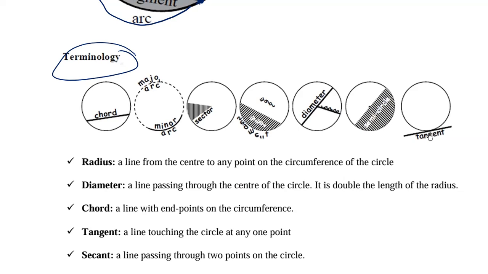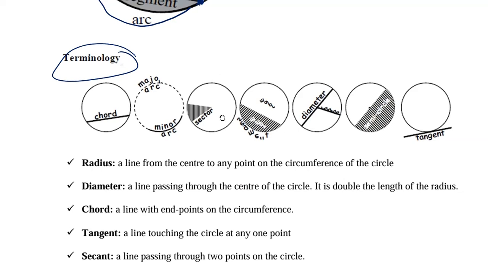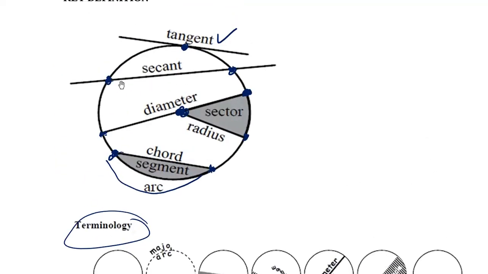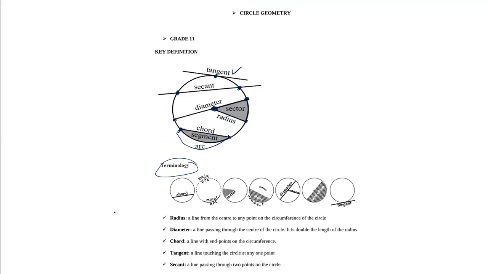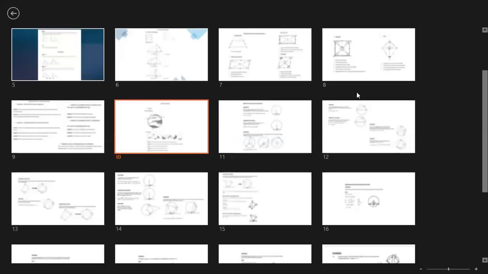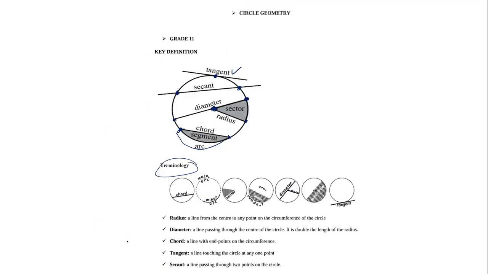And then we have the tangent. Remember, the tangent is a line that touches your circle only at one point. Secant is like a tangent, but the difference is that the secant touches our circle at 2 points, but the tangent touches our circle at only 1 point. So be careful about that, okay? This is just a quick reminder on how these things actually work.